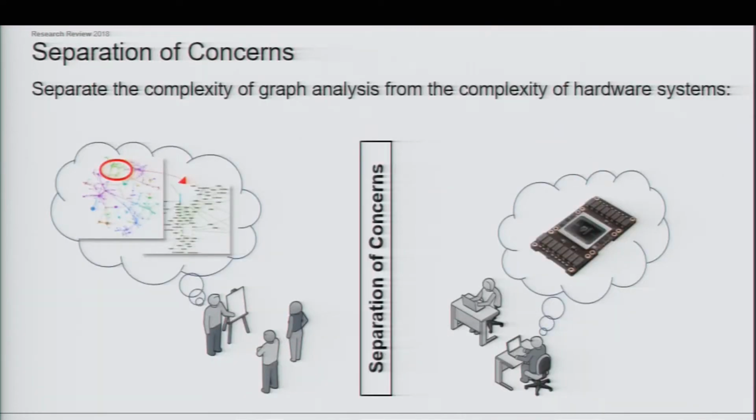And what we really want is a separation of concerns first. So step one, separate the need to be an expert in two areas. Allow the graph analytics experts to develop algorithms without having to be experts in the hardware. And then allow those that are experts, especially in the hardware vendor companies, to produce software libraries that perform very well on their systems. We call that the separation of concerns.